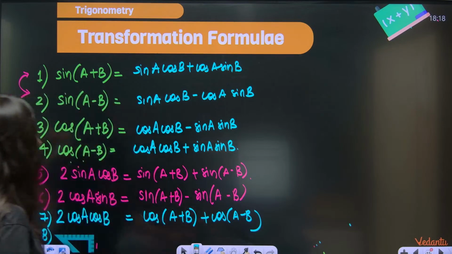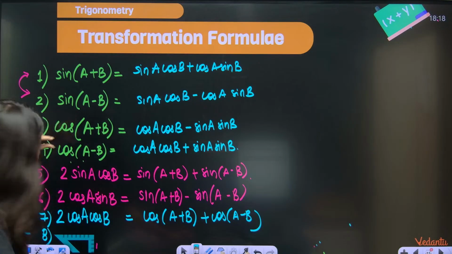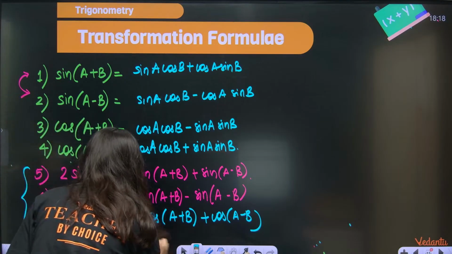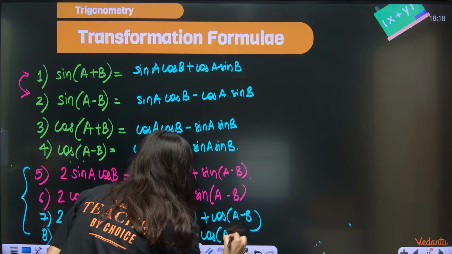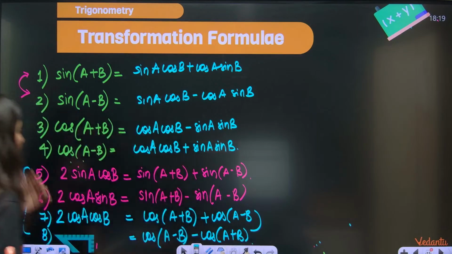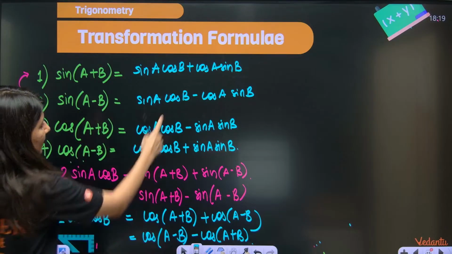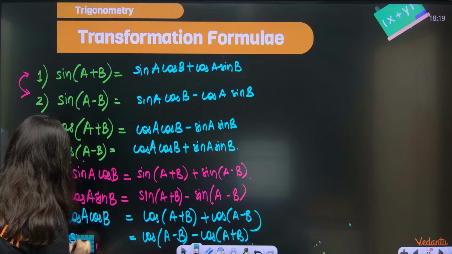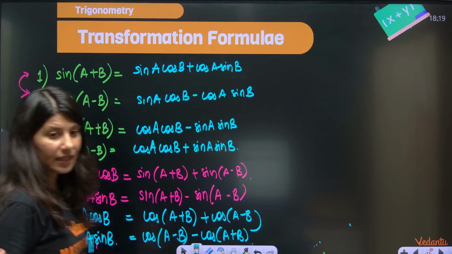So that is why rather than doing 3 minus 4, we will do 4 minus 3. 4th minus 3rd. So 4 minus 3 will become cos(A-B) minus cos(A+B). If you subtract these two, obviously these two will get cancelled out and this minus this will become 2 sin A sin B. 2 sin A sin B.